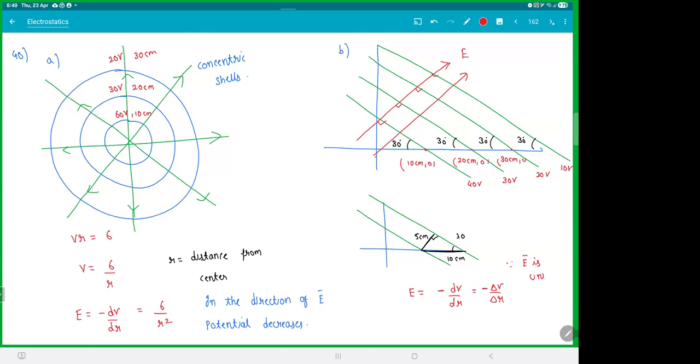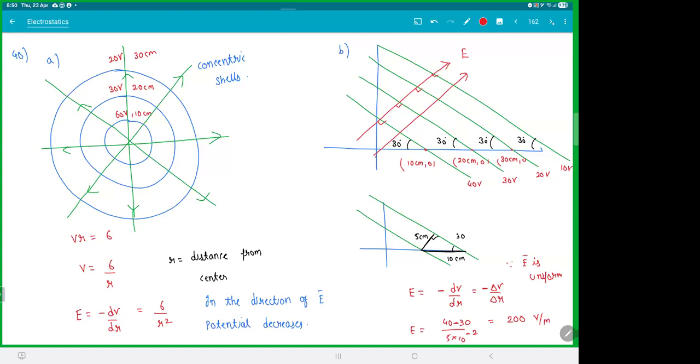In the previous case, E is not uniform. The magnitude was changing. What is the potential difference? 10. What is the distance between them? 5 centimeters. Minus indicates direction, so that we know anyway. So that would be 40 minus 30 by 5 centimeter. That is 5 into 10 power minus 2. And that is 10 by 5, 200 Newton per coulomb. That's your answer. Or you can simply say 200 volt per meter. Better. All clear with this?